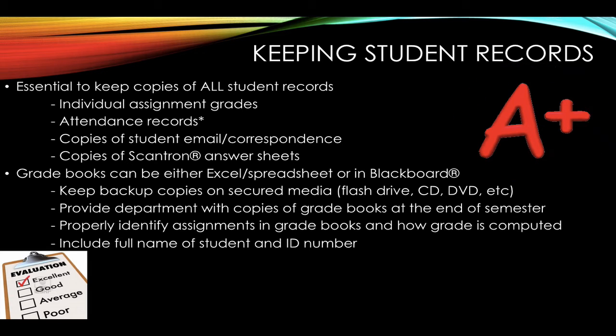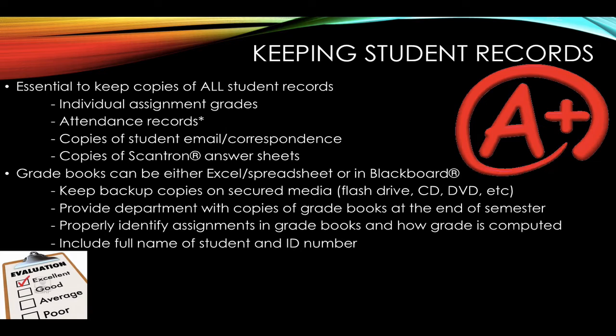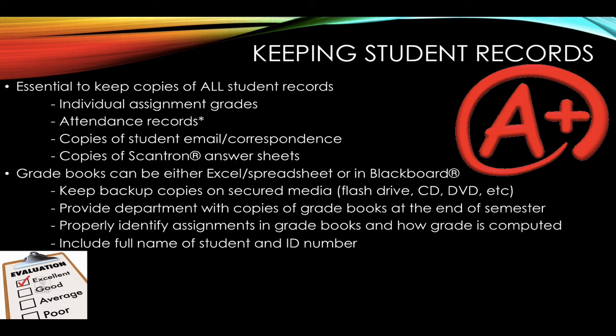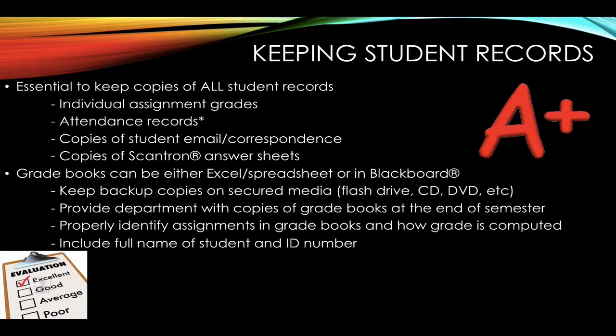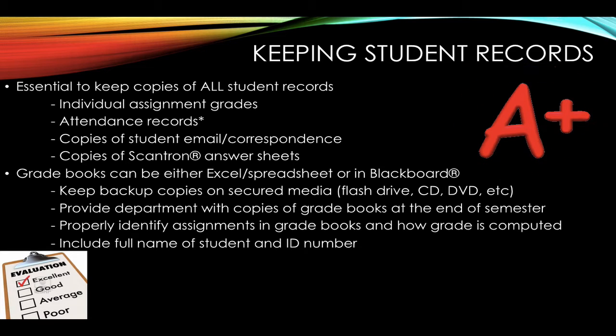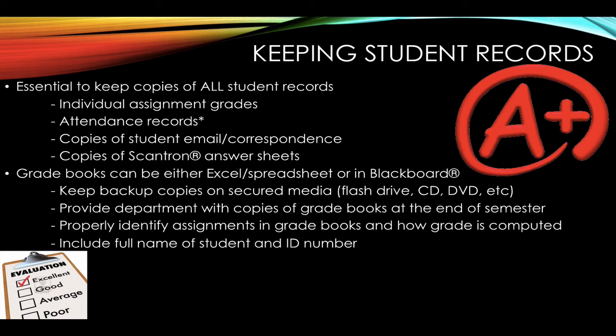Make sure you include the full name of the student and the ID number. The ID number is very, very important because it makes searching in SOAR for a student a lot easier than just by full name. There are some students that will have the same first and last name. There's a lot of John Smiths in the world, for example, but there's only one John Smith at the University of Southern Mississippi that has a particular ID number, and so we need to make sure that we've accurately identified students within our grade books as well.